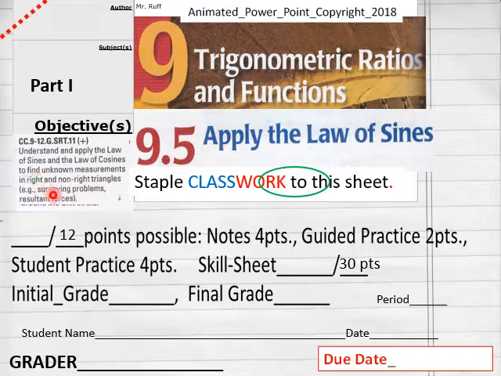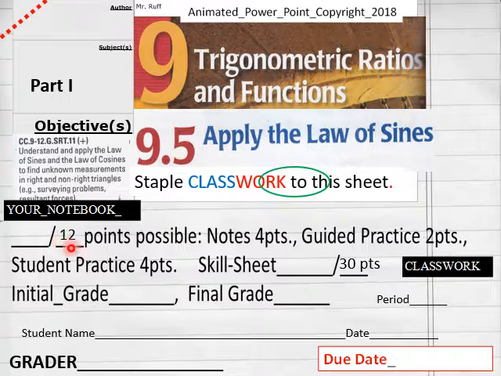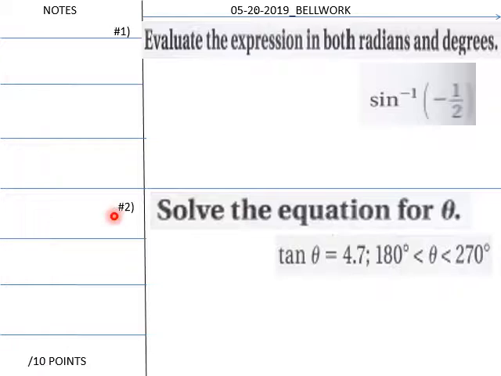Okay, 9.5, apply the law of sines. Here is our objective. This is Part 1. We got a 30-point skill sheet that you could get, and we got 12 points of a note-taking guide that you could also attain.